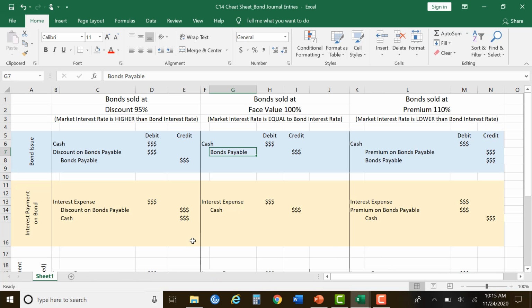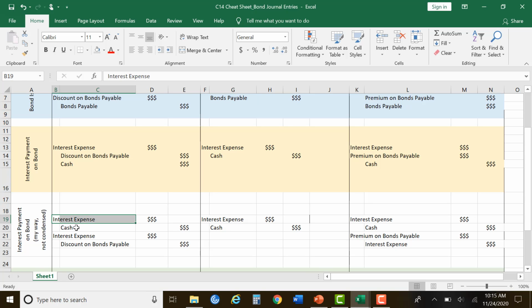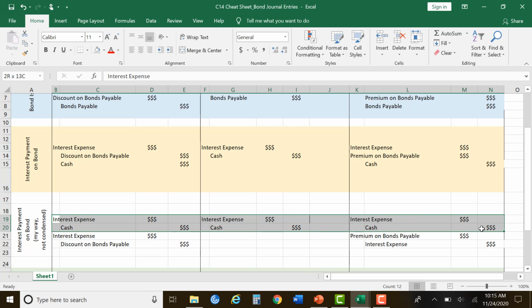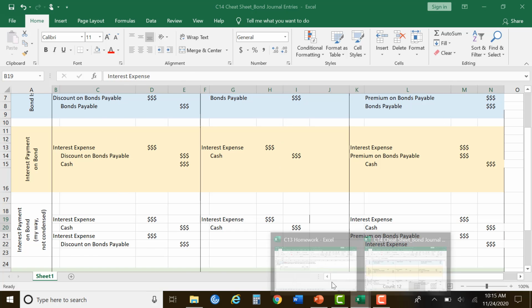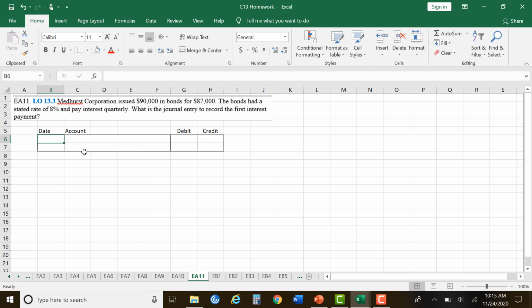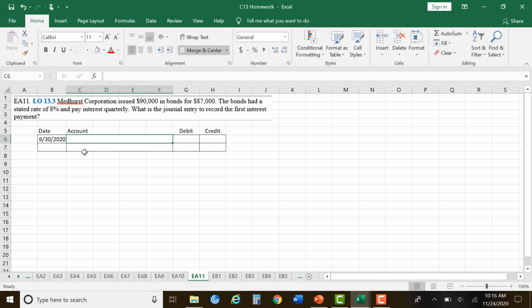So go to our cheat sheet. The interest payments, they're always going to look the same. Interest expense, cash, whether it's at a premium, at par, or at a discount. So we're gonna say it's on 6/30. We issued the bond on January 1, and now we're paying it on 6/30, 6 months in. And it's going to be to interest expense. And we're gonna credit cash, but we do need to figure out the amount.